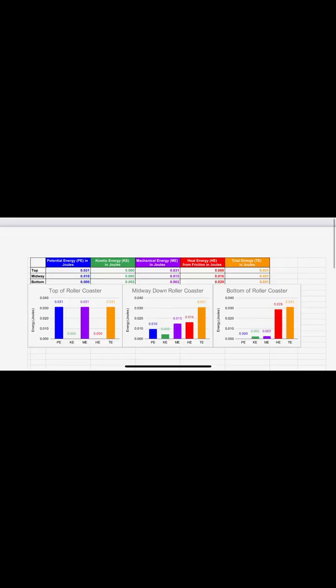As we can see, mechanical energy is at different values throughout the whole roller coaster, so it's not conserved. It loses energy due to thermal and friction.